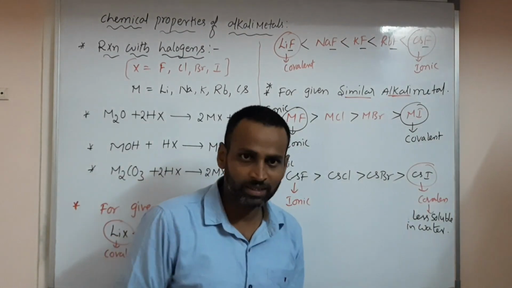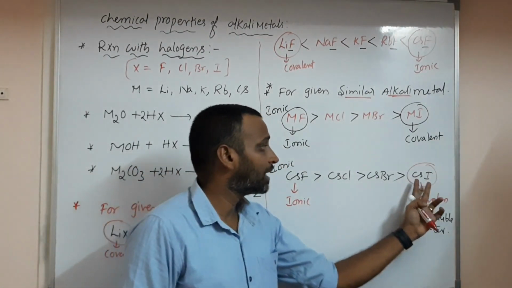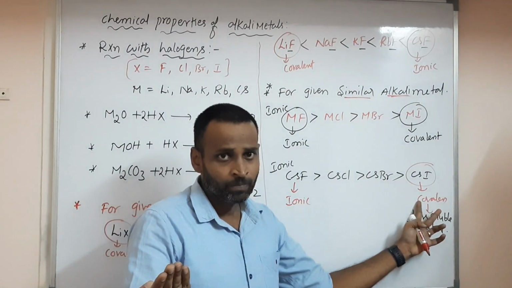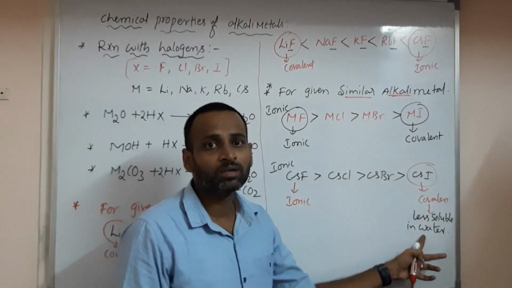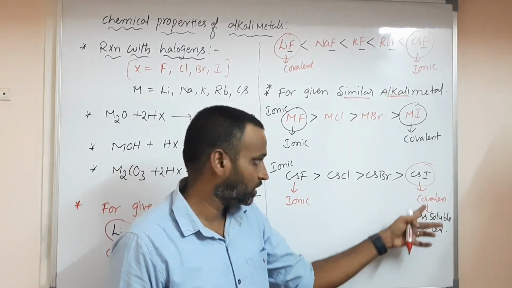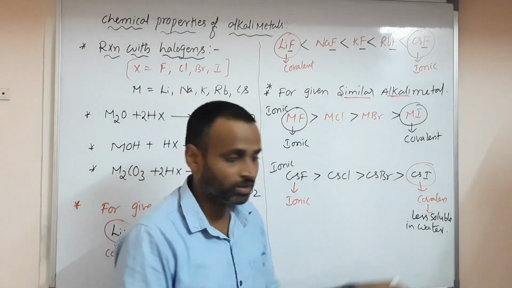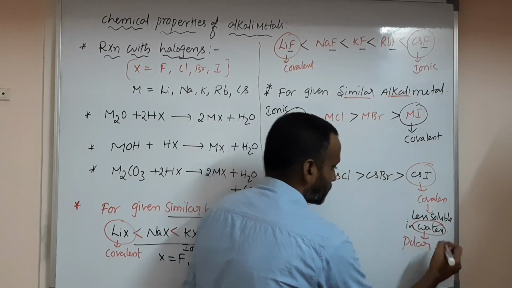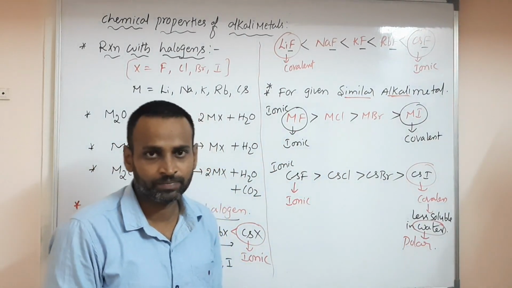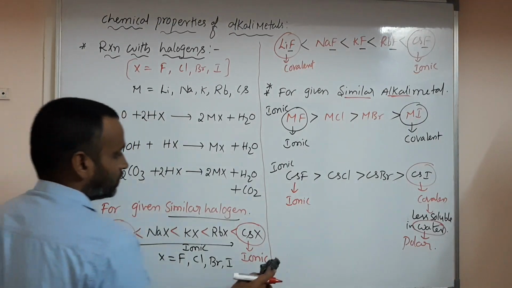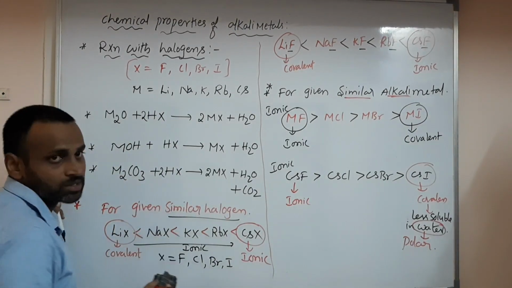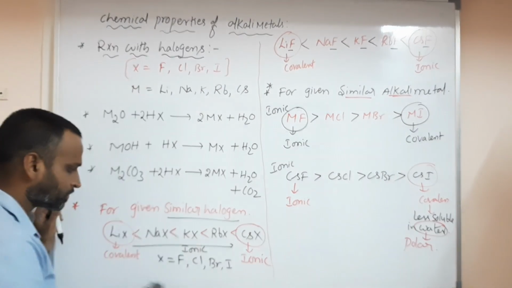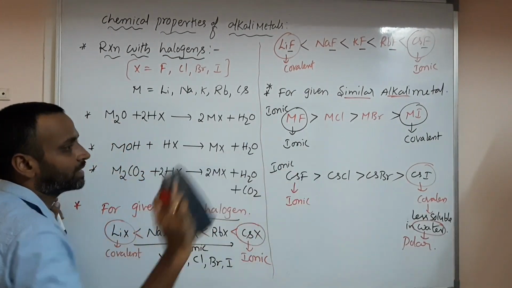Now my question: why is cesium iodide less soluble in water? Because both are big in size, that is one reason. Another reason: the electronegativity difference is less, that's why covalent nature is more. Covalent means non-polar. Non-polar cannot dissolve in a polar solvent, because water is polar. Water is polar. This one is very, very important. Okay? So these are about some halogens. I will give a few more stabilities later at one particular place. Please have a look at all these things.